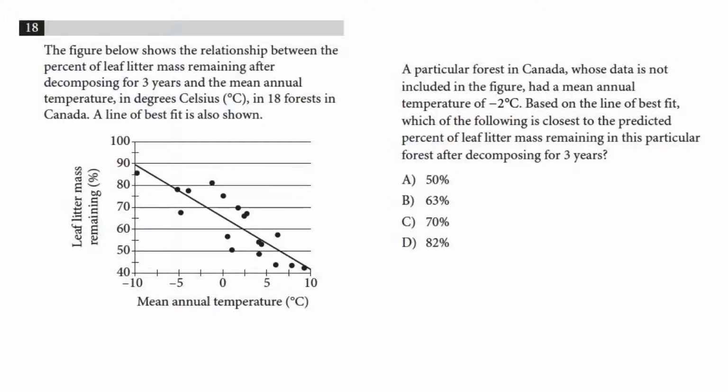Okay, so we want to find on the x-axis -2 degrees Celsius, and that's going to be approximately right about there. And we go straight up to our graph, and we'll see that it's going to be about 70%. Approximately 70% will be remaining.